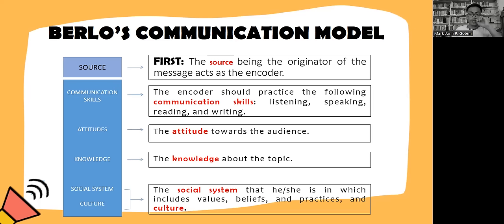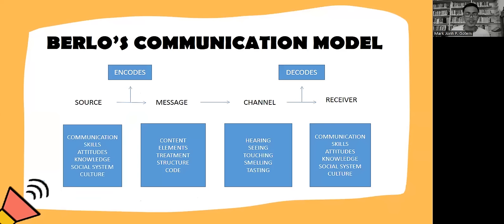The social system, values, beliefs, religion, and rules influence the way in which the sender communicates the message, alongside location and circumstances. While for culture, cultural differences may result in the message being interpreted differently. Okay? And now let's proceed with the second variable in Berlo's communication model. So we are done with the source. Now let's proceed with the message.